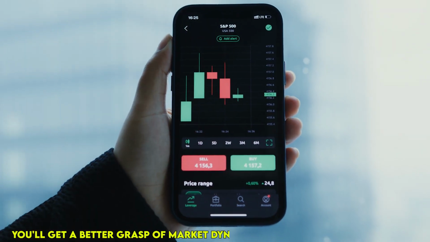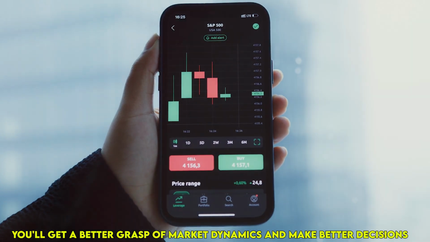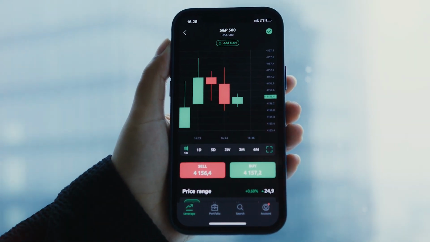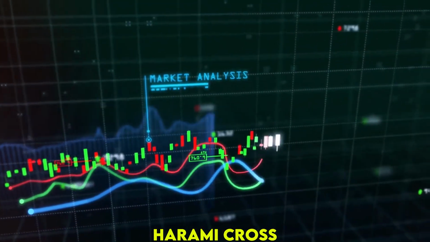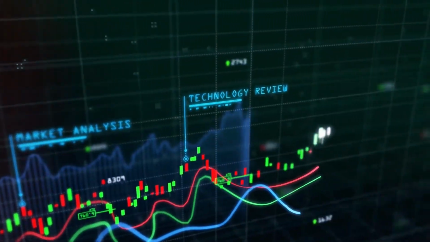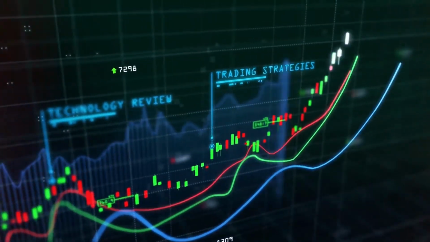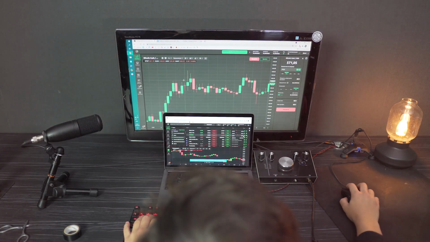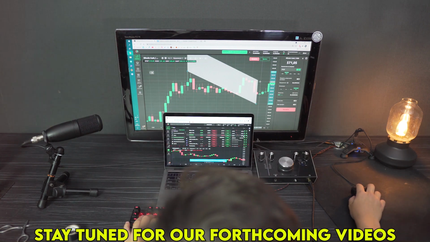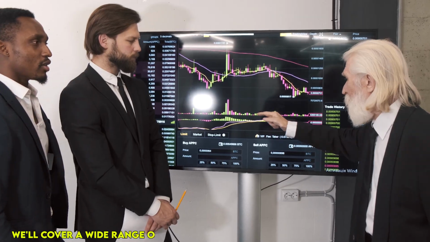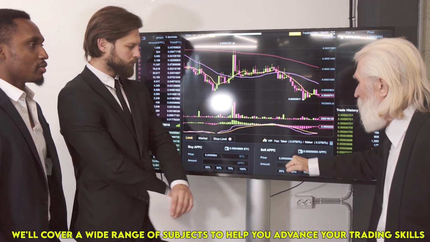You'll get a better grasp of market dynamics and make better decisions if you practice recognizing patterns like the 3 white soldiers, dark cloud cover, and Harami cross. Begin by reviewing past pricing data and noting how these patterns appear in various market scenarios. Don't stop there. Stay tuned for our forthcoming videos where we'll go over more sophisticated trading tactics and approaches. From trend analysis to risk management tactics, we'll cover a wide range of subjects to help you advance your trading skills.